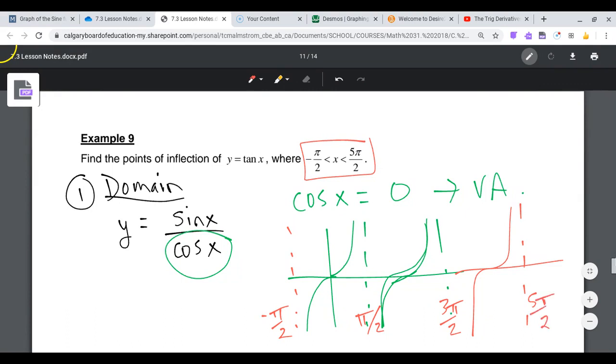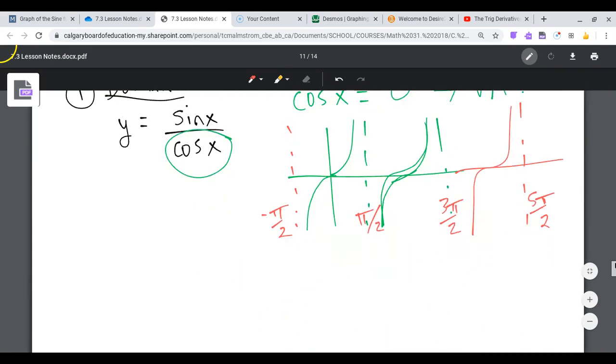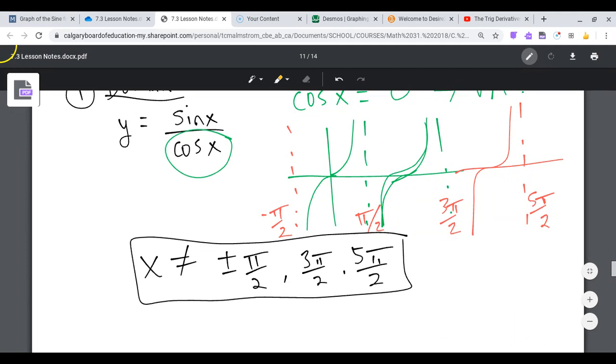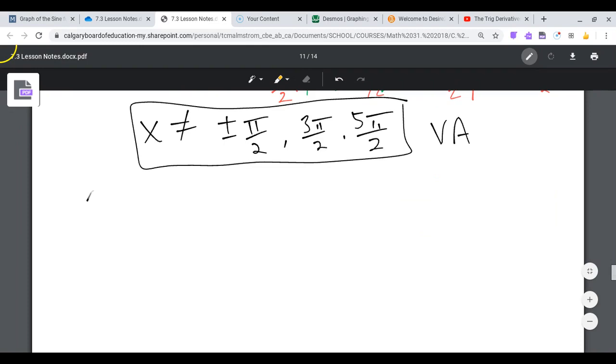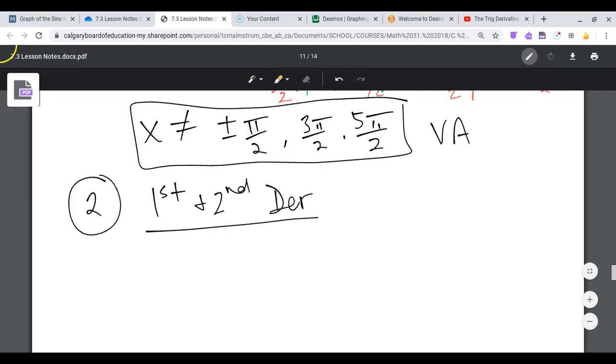Okay, so we have 4 non-permissible values or vertical asymptotes, right? So x cannot be plus or minus pi on 2, cannot be 3 pi on 2, and cannot be 5 pi on 2 as we move forward in this question. Okay, we still want to put them on our interval chart. We still want to think about them and know that they would be vertical asymptotes if we were doing a full curve sketch. Okay, so since this question's only about points of inflection, we're going to find our first and second derivative right away because we need to analyze the second derivative.